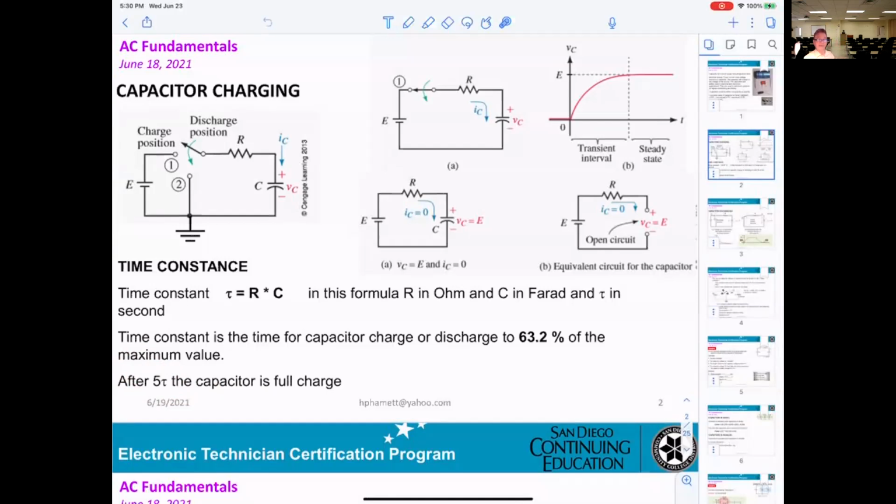Okay, any question about the capacitor charging, DC charging? No question? So maybe it's easy, right?